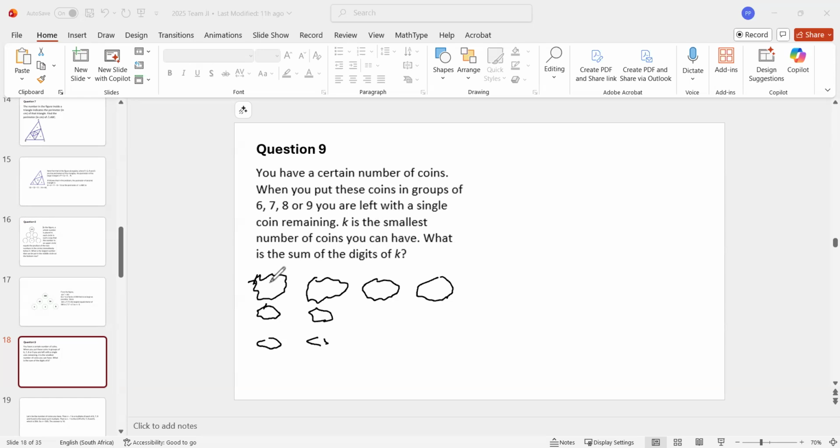Now here, if you count all the coins here, K is the smallest number of coins you have. Okay, we'll come to that just now. So here you've got 6, 6, 6. So in the end, you've got a multiple of 6, and there's one remaining. Here you got a multiple of 7, and there's one remaining. And here you got a multiple of 8, the one remaining. And here you got a multiple of 9, and you got one remaining. Okay, which means that suppose K is the smallest number of coins.